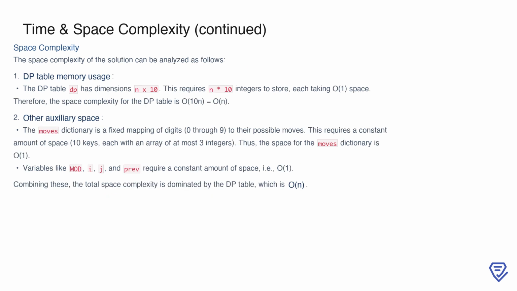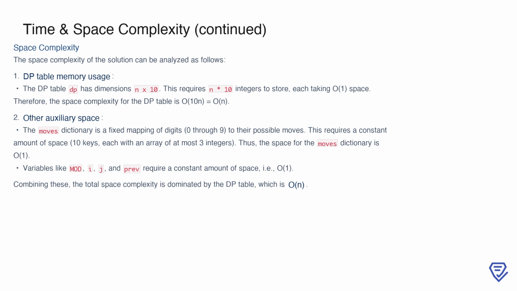Turning to space complexity, the primary contributor is the dp table itself. With dimensions of n x 10, the table requires storage for n*10 integers. Each integer takes constant space, so the table contributes O(10n), which simplifies to O(n).